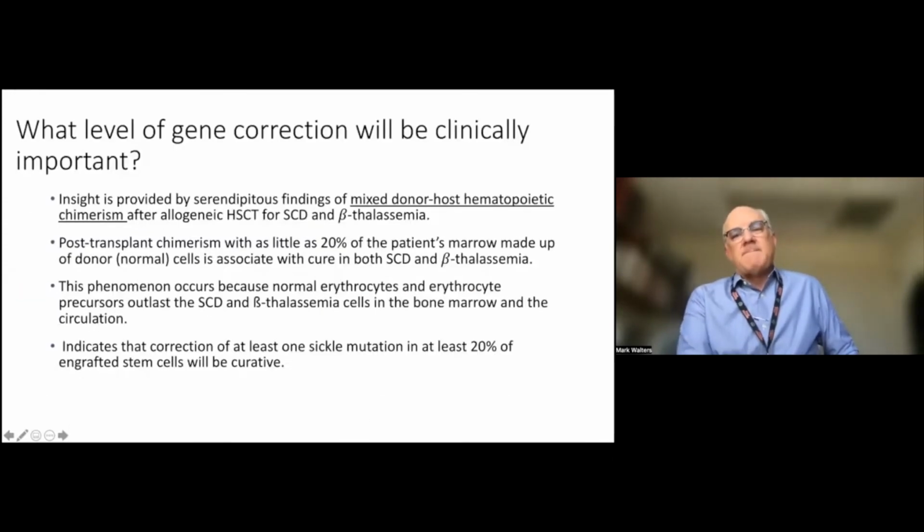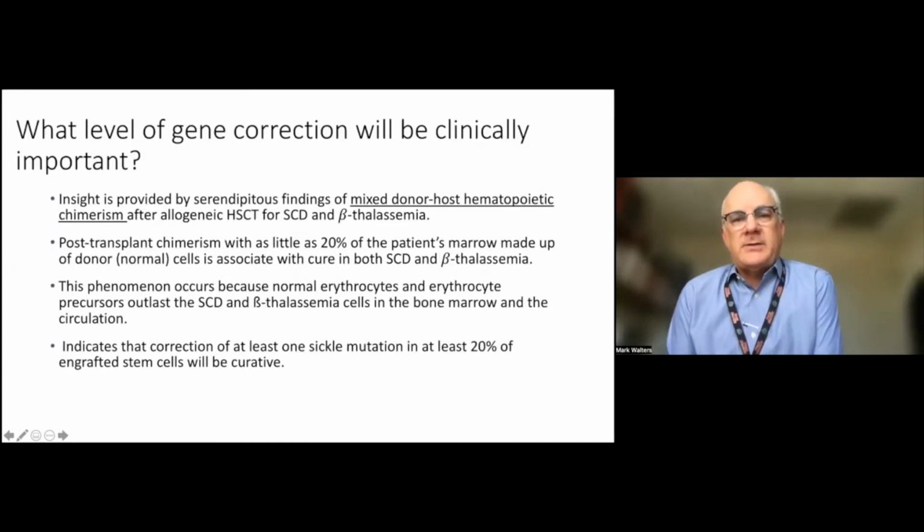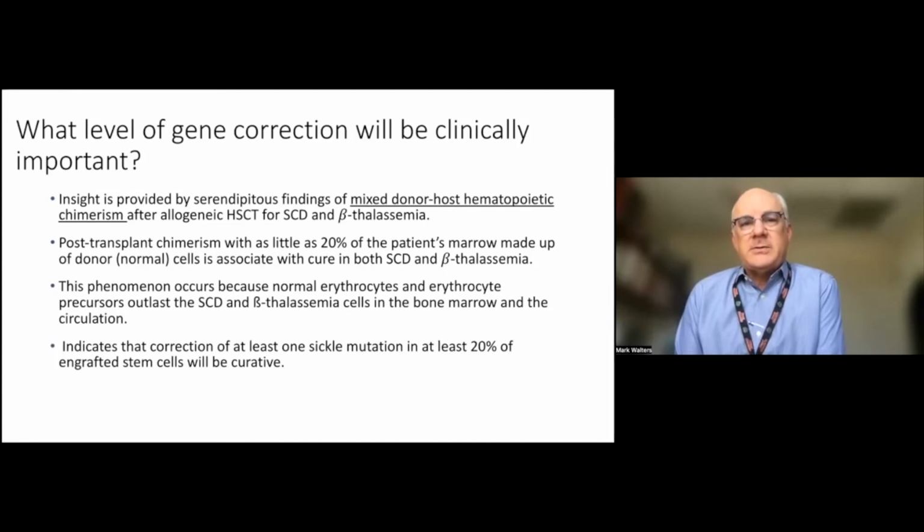And this reaction isn't going to correct every sickle cell mutation in every stem cell, but our experience in bone marrow transplant, that is using a healthy donor to cure the disease, showed that some of the time mixed donor-host hematopoietic chimerism develops. And in fact, with as few as 20% of the healthy donor's blood cells growing in the bone marrow, that's sufficient to cure sickle cell disease. And this phenomenon occurs because those healthy normal donor erythrocytes have a normal lifespan, and they outlast the sickle cell disease blood cells in circulation.